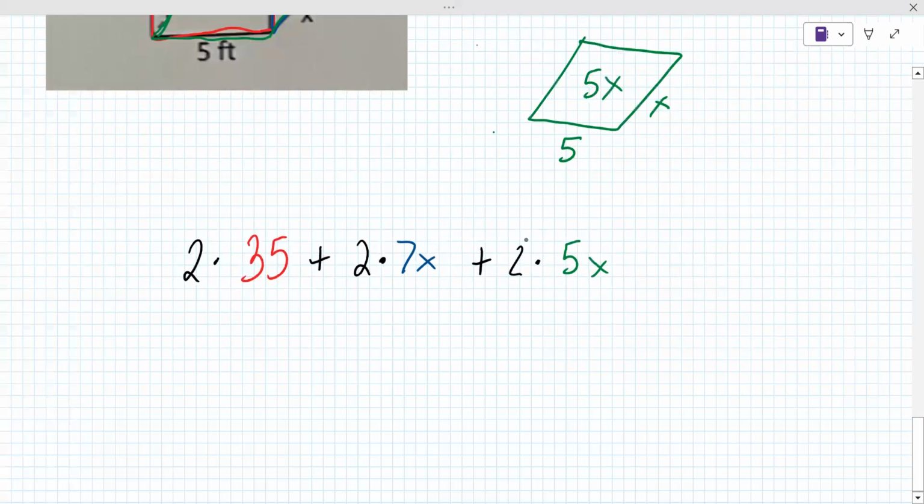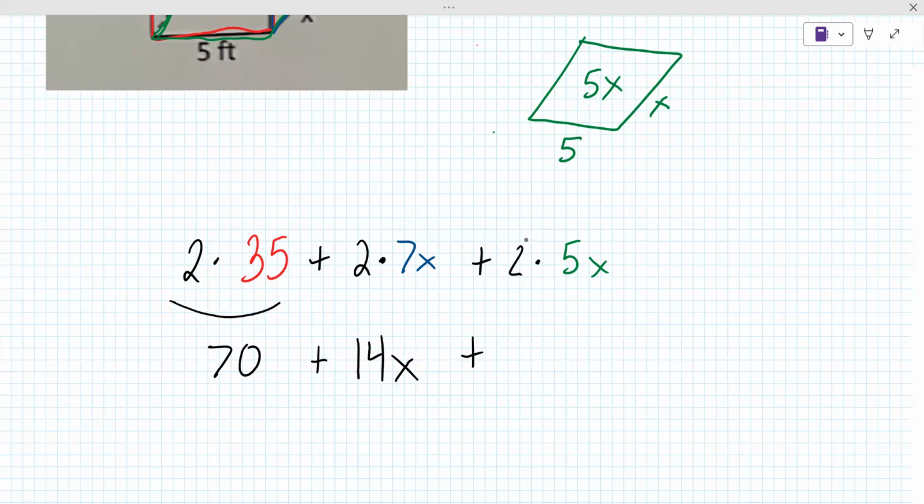Okay. What is 2 times 35? 2 times 35 is 70. Okay. How about 2 times 7x? That's 14x. Plus 2 times 5x, that's 10x.